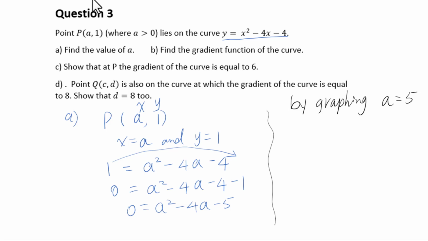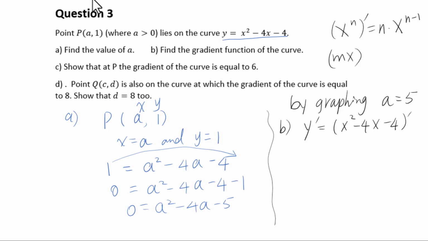For B, find the gradient function of the curve. y prime equals x squared minus 4x minus 4, prime. Remember, x to the nth power, prime, equals n times x to the n minus 1 power. mx prime equals m. c prime equals 0. So we get 2x minus 4.